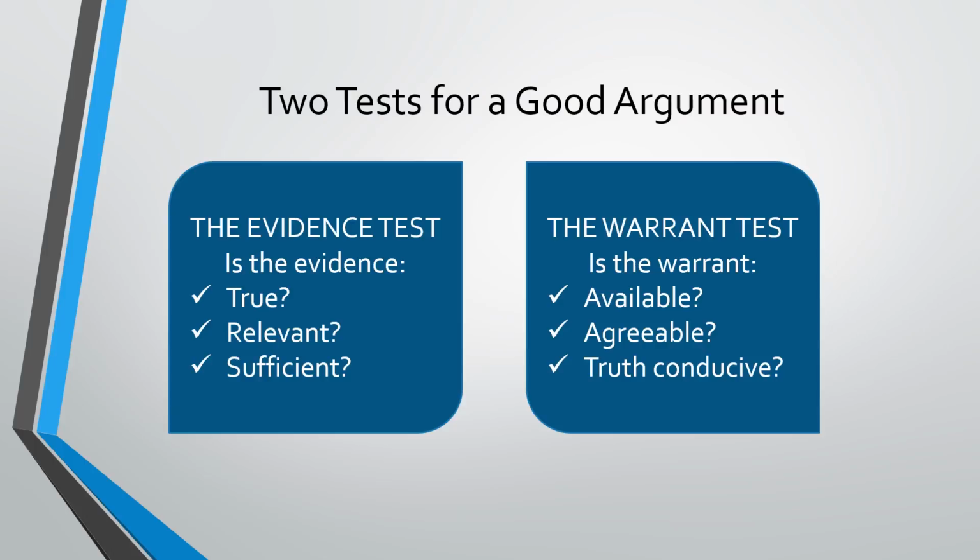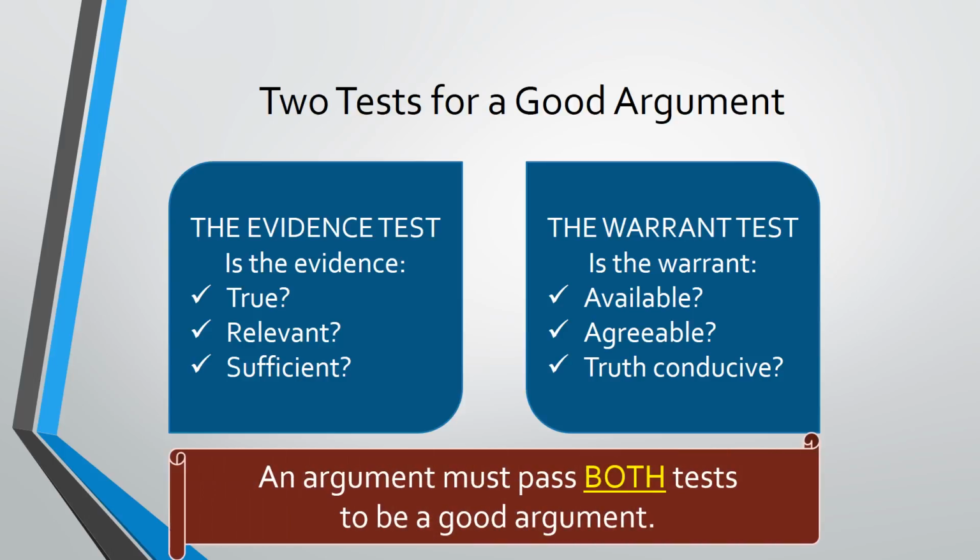So, we have two different tests, each of which has three conditions, and all three conditions must be met in order for an argument to pass either test. Furthermore, an argument must pass both tests in order to be a good argument. So determining whether or not an argument is a good argument, whether or not it should influence our thinking or our actions, it's a matter of properly evaluating the evidence and the warrant to determine, as best we can, whether or not they pass their respective tests.